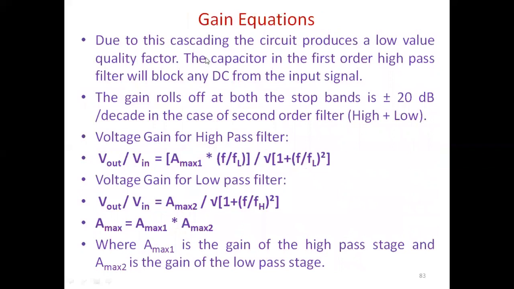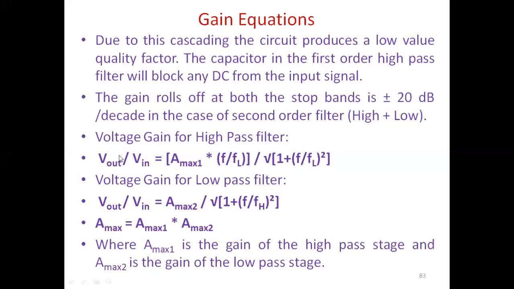Due to this cascading, the circuit produces a lower value quality factor. The capacitor in the high pass filter will block the DC from the input signal. Generally, the gain rolls off. Band pass filter means allowing only one band of frequency. Gain will be rolling off on either side. That rolling off gain is plus or minus 20 dB per decade in the case of this second order filter.